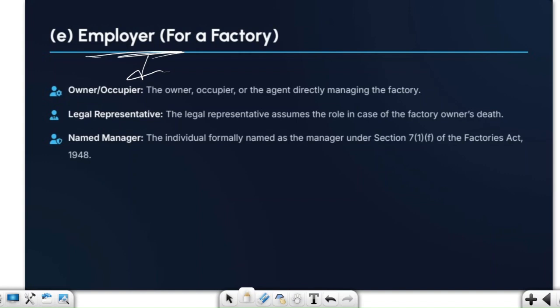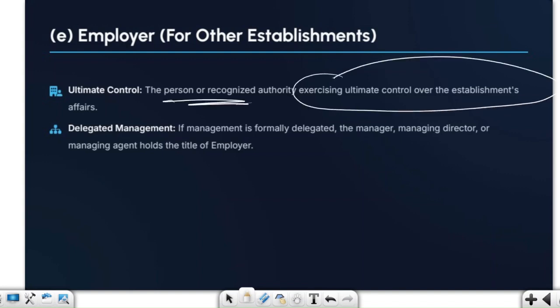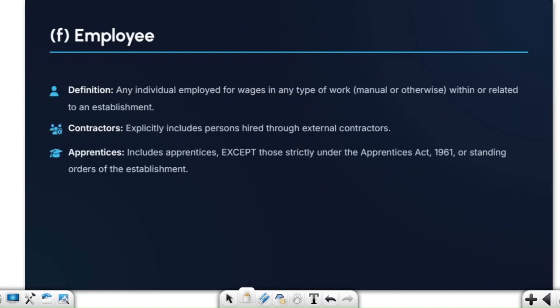So here we are saying that the owner, occupier, agent directly managing the company, legal representative, and the individual formally named as manager under section 7(1)(f) of the Factories Act 1948. So the person or recognized authority exercising ultimate control. If the management is formally delegated, the manager, MD or managing agent holds the title of the employer.